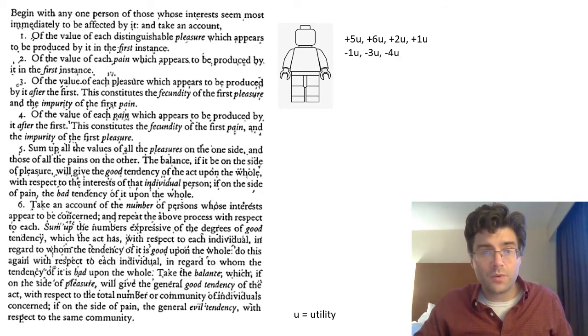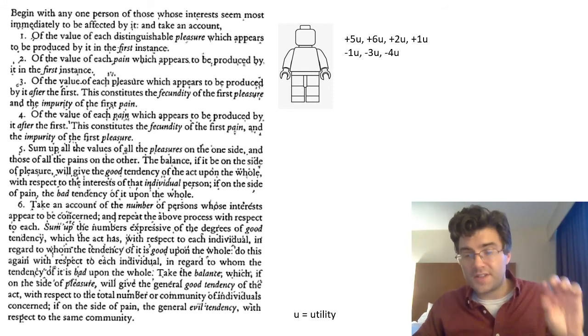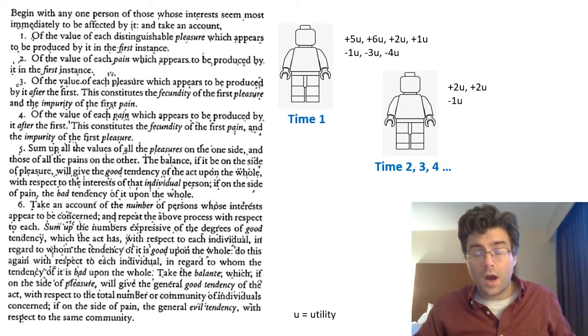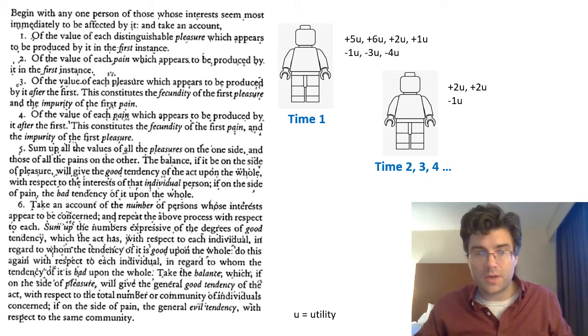"Then take account, too, of the value of each pain which appears to be produced by it in the first instance." And I've represented these here as the negative u numbers. So these are each individual pains that will be experienced by this individual if this action is taken. "Of the value then, we need to take account of the value of each pleasure which appears to be produced by it after the first. This constitutes the fecundity of the first pleasure and the impurity of the first pain." So this is our estimate of fecundity and purity, basically.